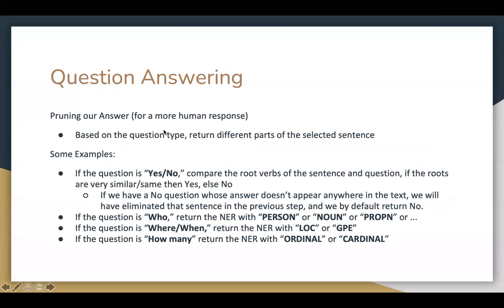Usually humans don't respond to a question with the whole sentence, so we only return the words that are relevant to the question. We do so by question type. For example, if the question is a yes or no question, we can compare the root verbs of our selected sentence with the question and return a yes or no answer based on that. Note that we answer no by default, since if we can't find something similar to the question in the article text, we assume the answer isn't there. Additionally, we can ask a who question. We expect a person or an object, so we can extract and return that from the sentence. We can achieve similar results with questions like where, when, and how many. Next slide.